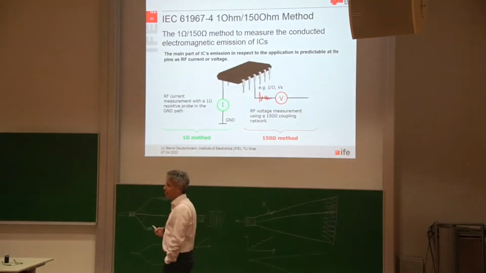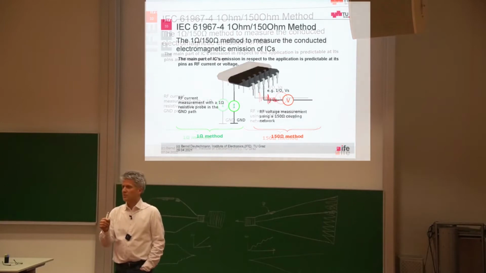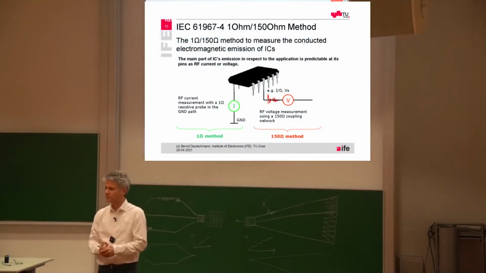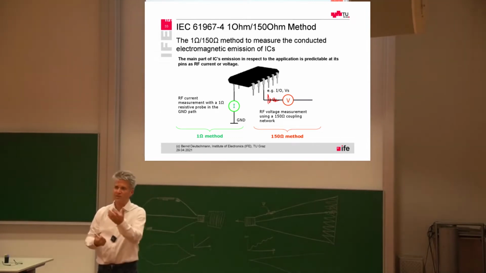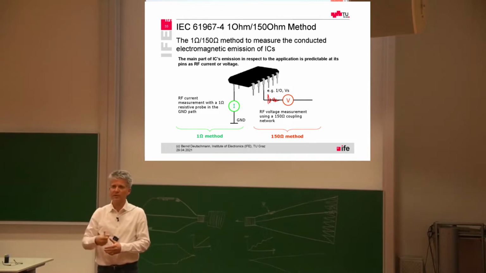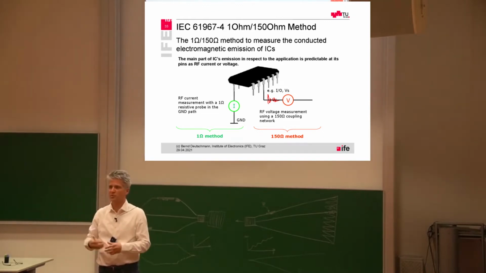Then let's focus on how we can characterize the electromagnetic emission that is coupling out of one of the IC pins. Last time we said, oh, it's very simple. We can probe with an oscilloscope probe directly at the pin, measure the noise signal that is present at this pin and transfer it into the frequency domain.